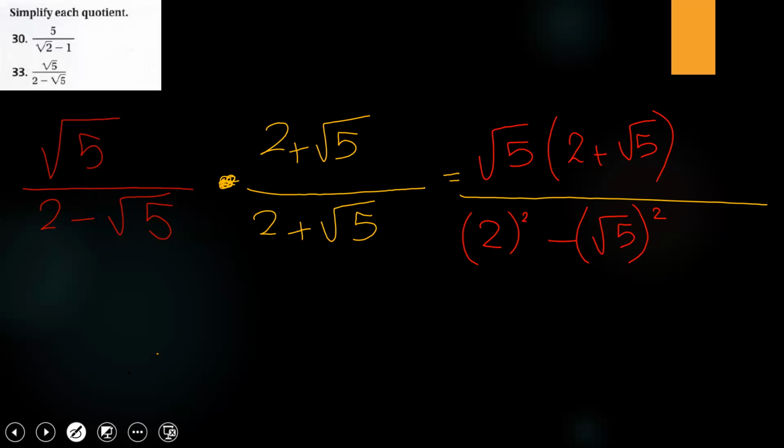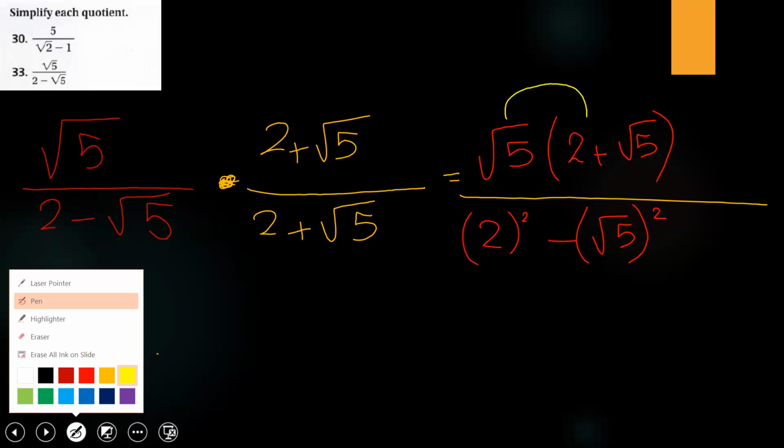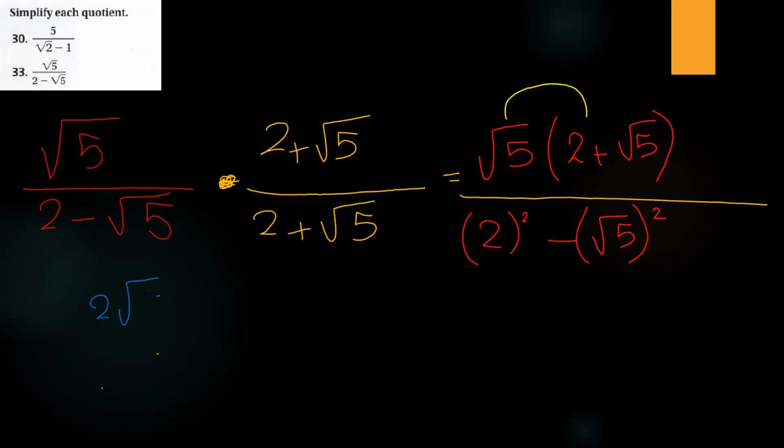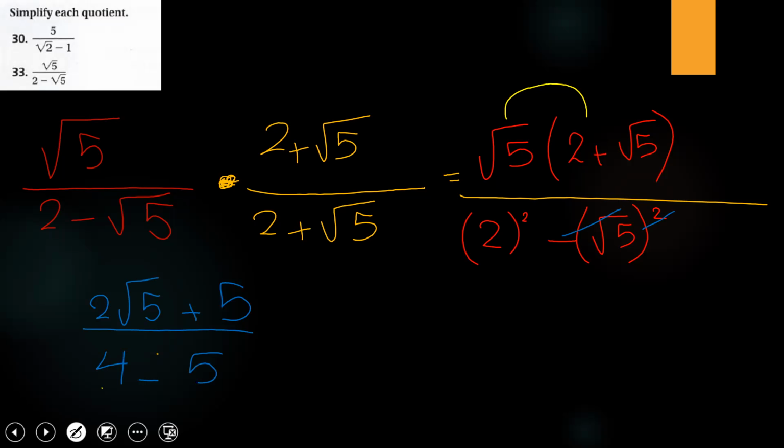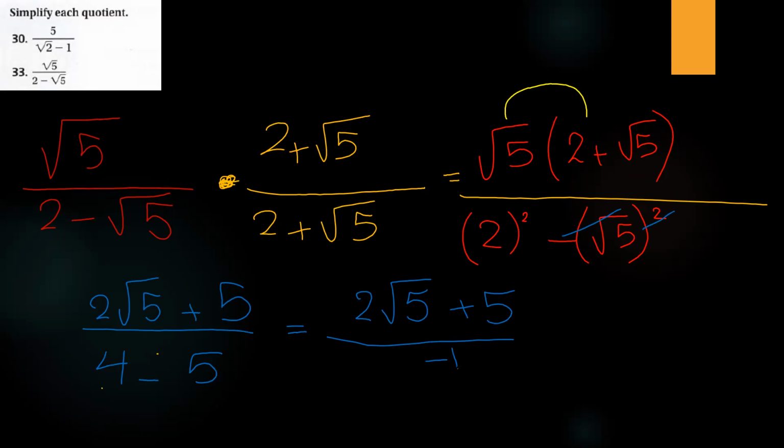Then let's continue. Square root of 5 times 2, 2 square root of 5. Bravo. Plus square root of 5 times square root of 5. That's 5. It will be 5. Exactly, which is 5 over 2 squared, 4, minus square root of 5 squared, minus 5. Bravo. So what we have to say then, it is 2 square root of 5 plus 5 over negative 1.